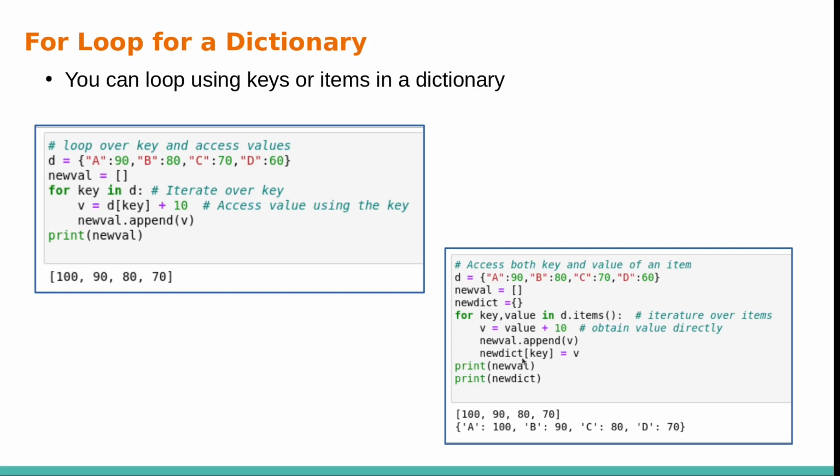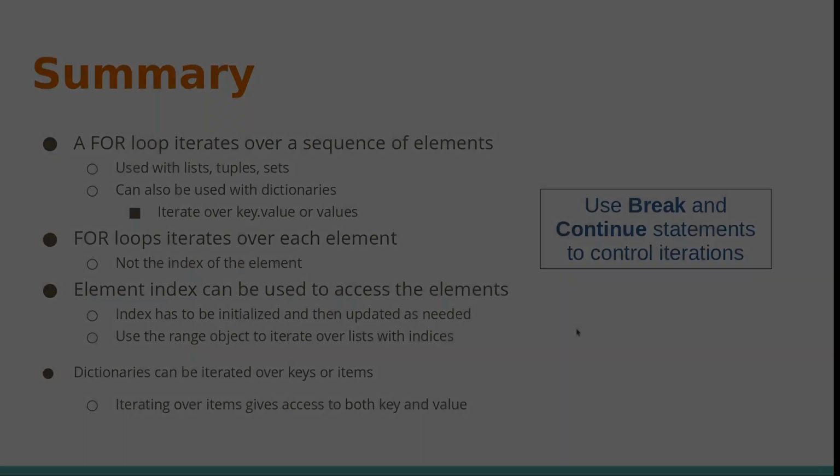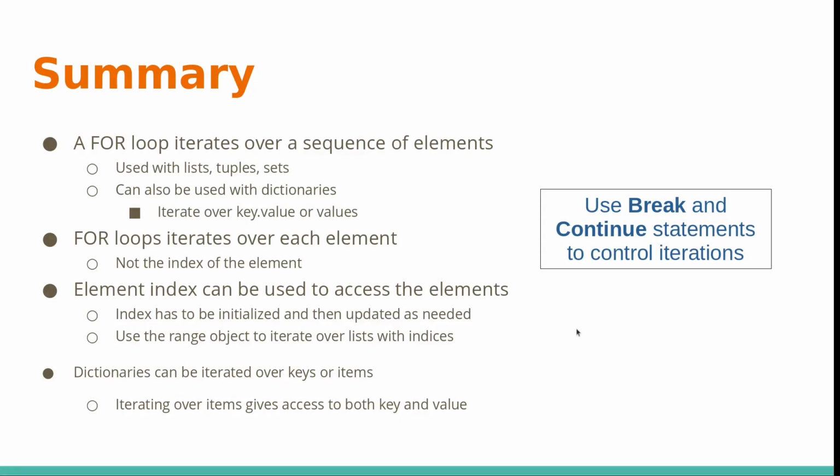I can also write a new dictionary. So I can create an empty dictionary and use this new dict key is equal to V, and it'll create me a key value pair with the new values that it just calculated inside that code block. So in summary, a for loop iterates over a sequence of elements. I've shown it mostly with lists, but you can iterate over tuples and sets. You can also iterate over dictionaries using key value pairs or items.